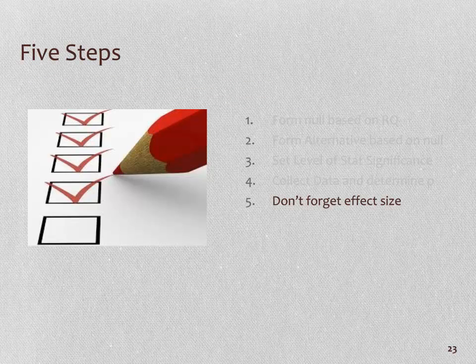So p-values will answer yes or no questions. Is there a difference? Is there a relationship? Yes or no. They cannot tell us how big the relationship is, how big the difference is. That is what effect sizes will tell us.